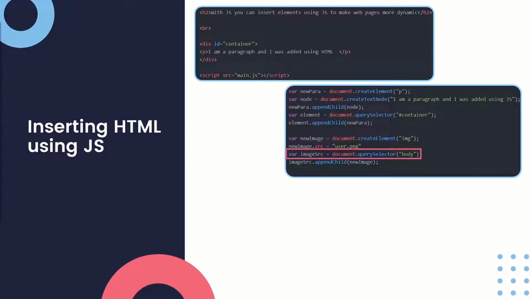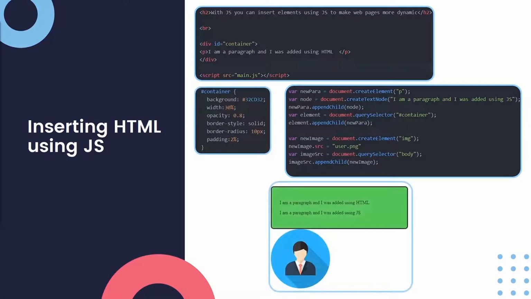And then we create another variable called image source. We call the document query selector on the body of our HTML page, so the entire body of the web page itself, and then append that image and pass the new image parameter. And here's what our output looks like. So now what we've done is we've added an image at the bottom of the paragraphs that we created earlier.